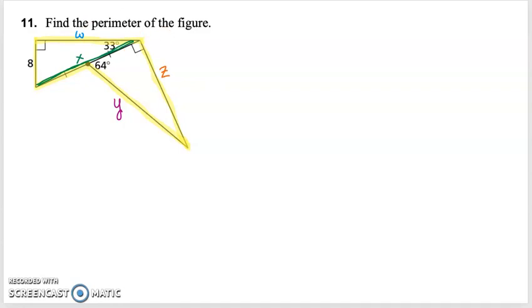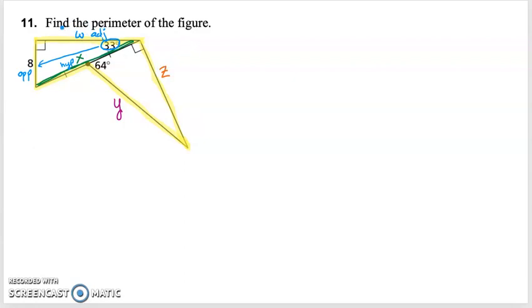Alright, now we need to start solving for these. So let's look at what we've got here. So we have our 33-degree angle. We look at 8 here, it's across from it, so 8 is the opposite side. W is the adjacent side. And X is the hypotenuse here. Now we can start setting this up. Let's pick one to solve first. I'm going to go with W first.